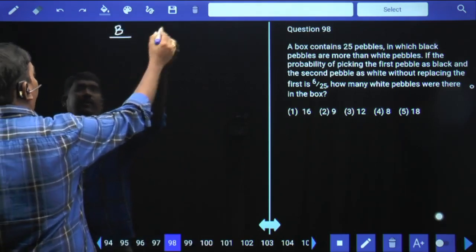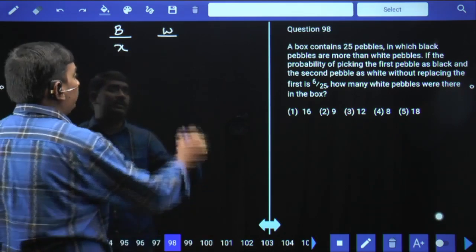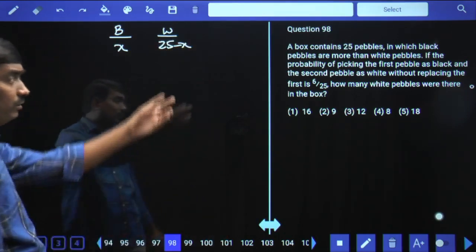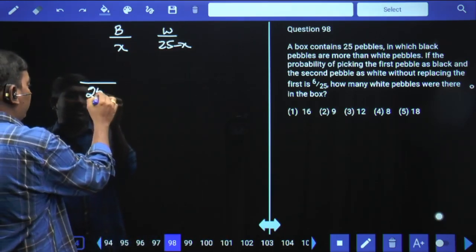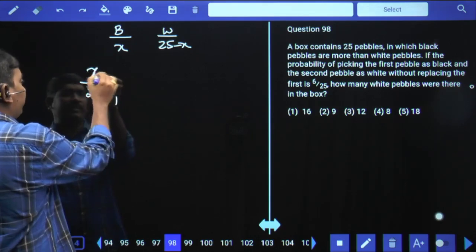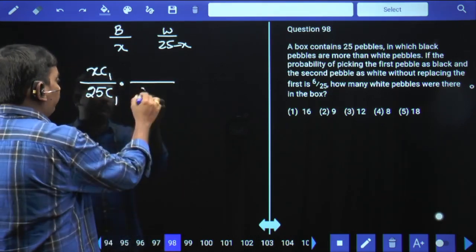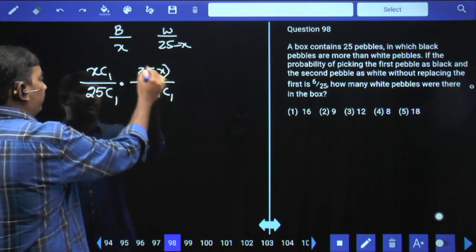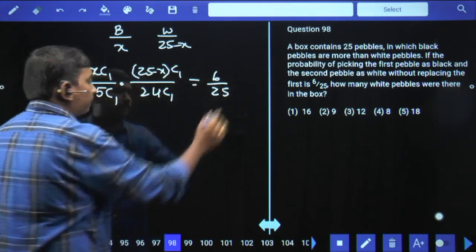Black, white. Black pebbles are x. Then white pebbles are 25 minus x. Why? Because total 25 pebbles are there. Out of 25, 1 is drawn, 25C1. That is black means xC1. Without replacement means remaining 24 only. That is white means (25 minus x)C1. And the probability they gave is 6 by 25.